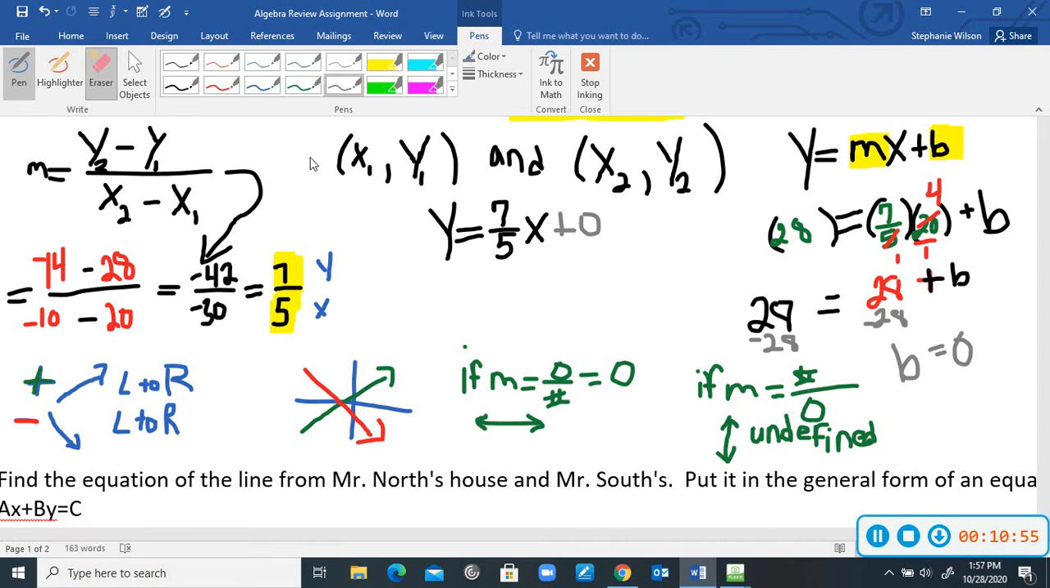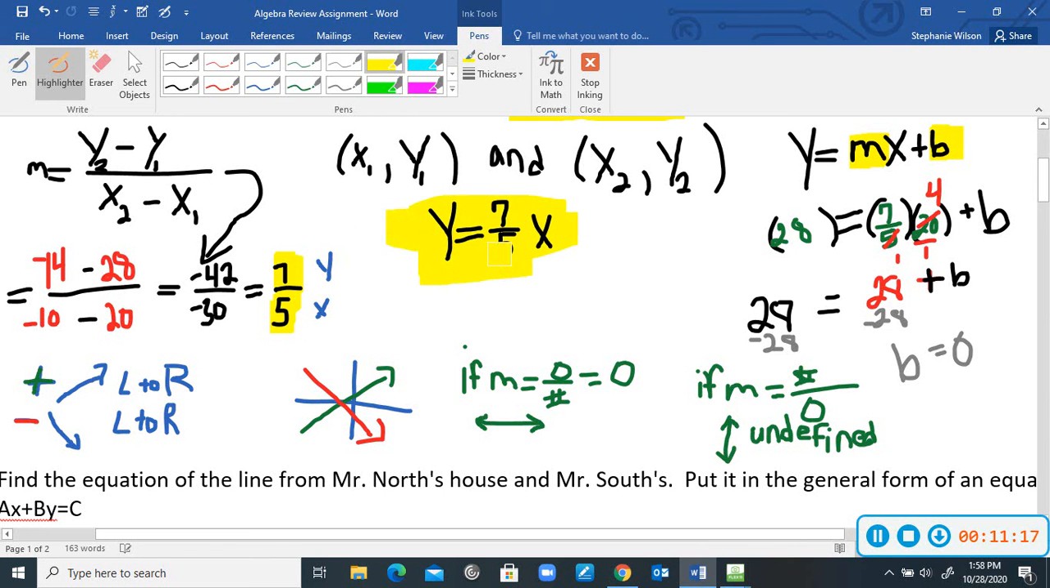So my line is y equals 7/5 x. And it's going to cross where y is 0. So that is solving this application problem and looking for the slope of the line. And it gives you a little bit more information about the slope. Thank you.